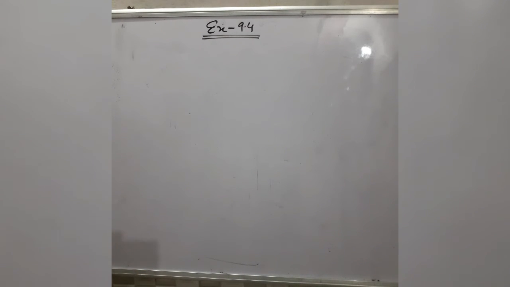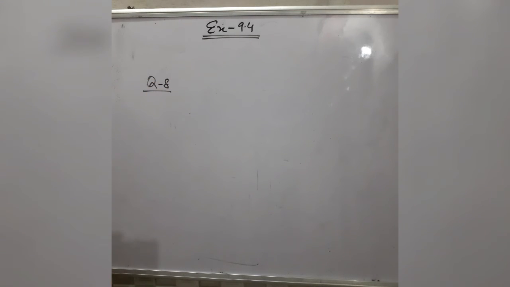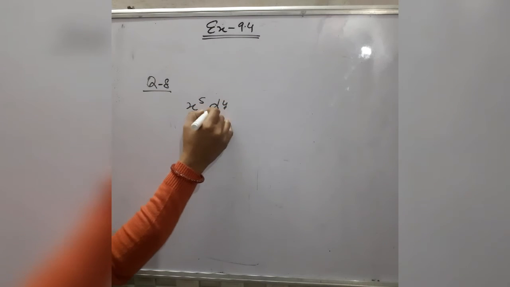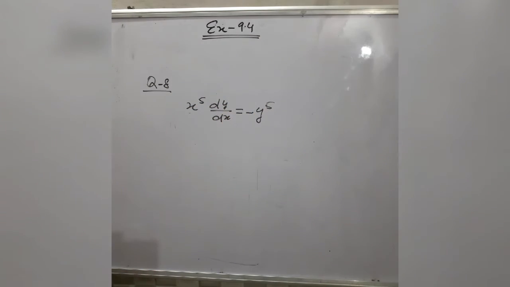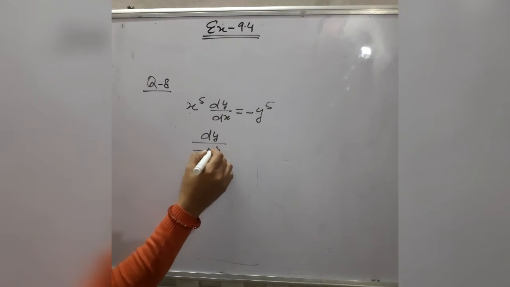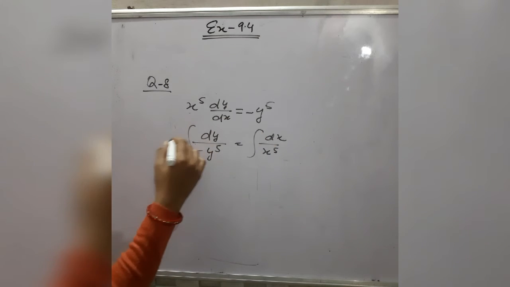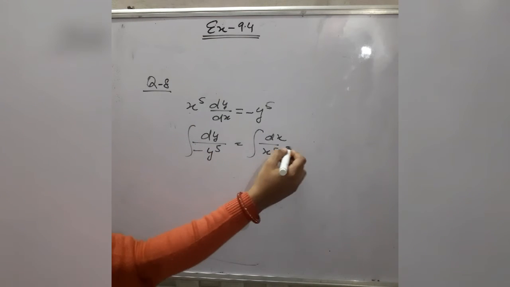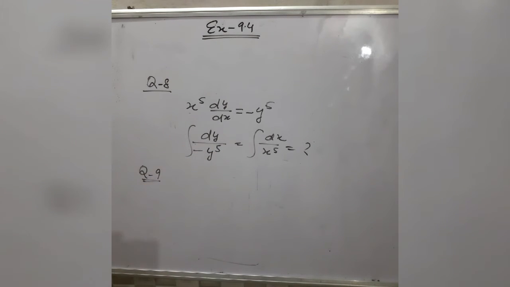In question number 8 also, a very simple differential equation is given to you. Very easily you can find the integration. x raised to power 5 dy by dx equals minus y raised to power 5. So in this also, terms containing the y variable on one side and terms containing the x variable on another side. After that, integrate both sides with respect to x or y. So you will complete it yourself. Very easily you can find the integration of this.